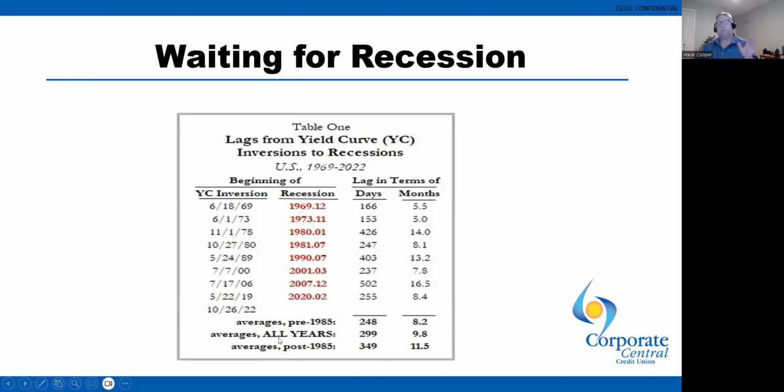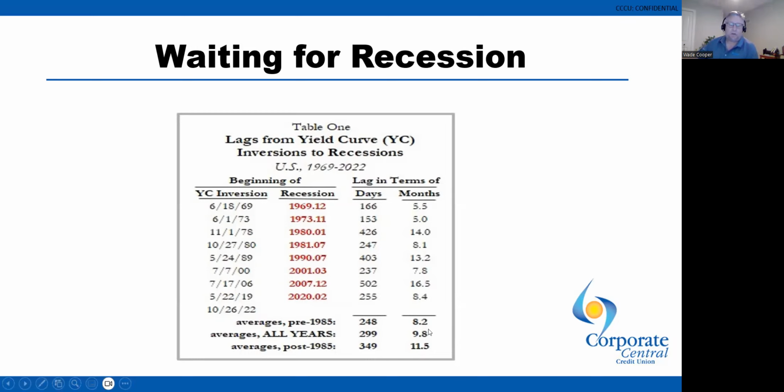And let me make it clear, I'm not rooting for a recession. Of course, there are some doomsdayers out there, Chicken Little, sky is falling, we're going to have a recession, and it's almost like they're rooting for it. A recession is going to happen eventually because it's part of the business cycle. We just don't know when, and again, the average is 9.8.